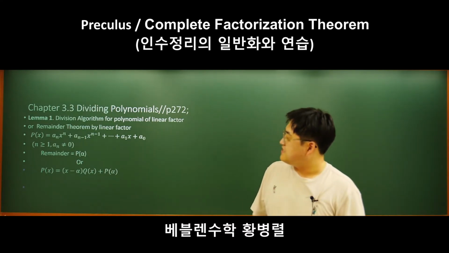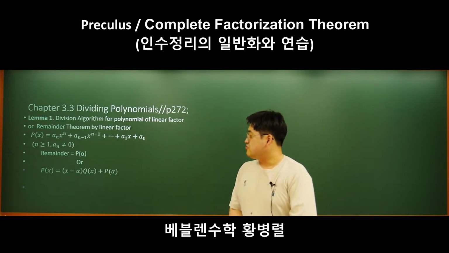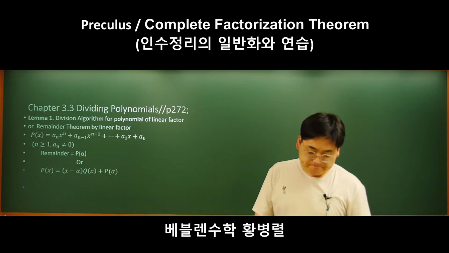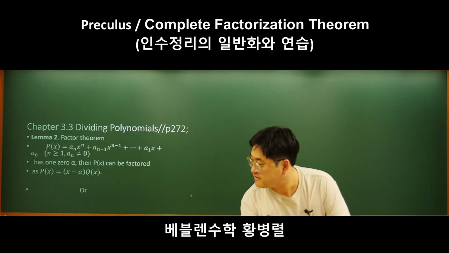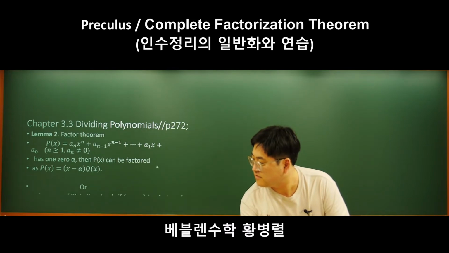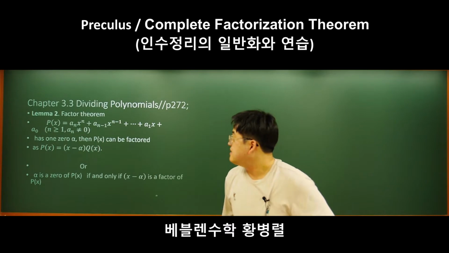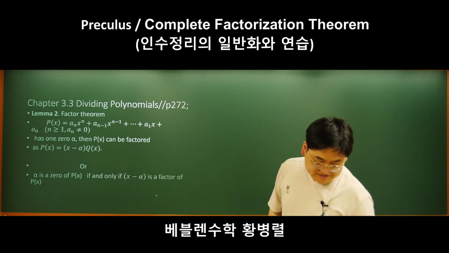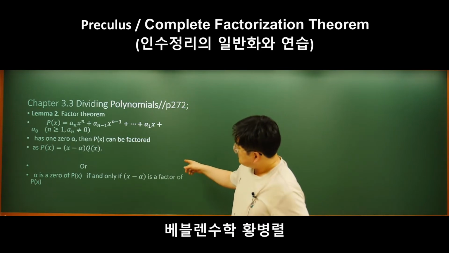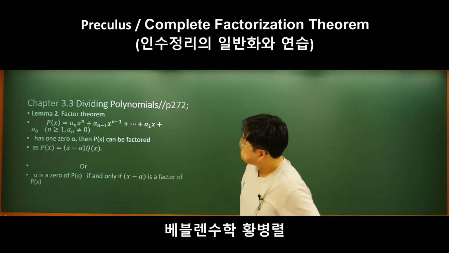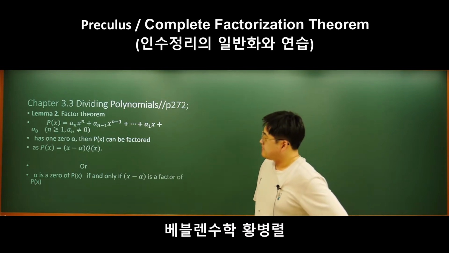P(x) is equivalent to (x minus alpha) times q(x) plus p(alpha). And go to the next lemma. Lemma 2 is like this. Lemma 2 is called the factor theorem.